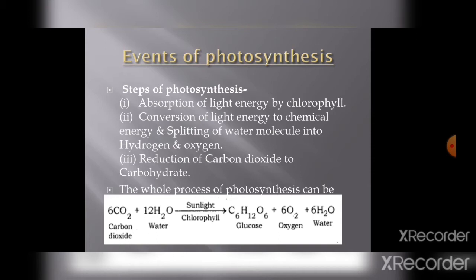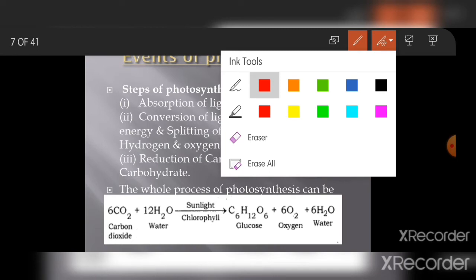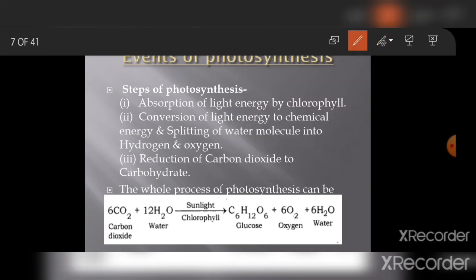The third event is the splitting of water molecules into hydrogen and oxygen. The water is absorbed from the roots and it is split into hydrogen and oxygen. And the last one is reduction of carbon dioxide to carbohydrate. In this equation you can see the carbon dioxide is converted to glucose, which is also known as carbohydrate.